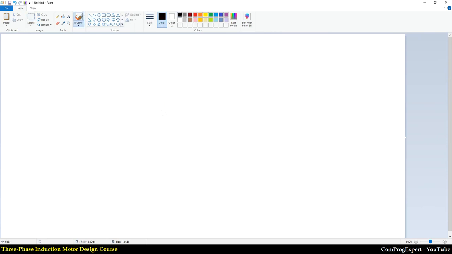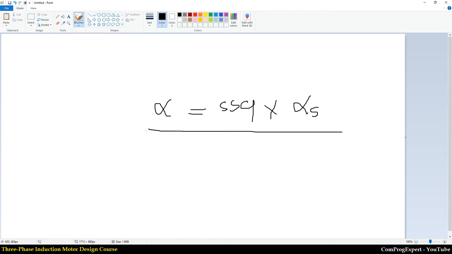Actually, you can write SQ angle equal to SSQ times the alpha s. This is SQ angle, this is stator slot pitch angle, and this is SSQ. So when we set SSQ equal to 1, SQ angle is equal to 1 stator slot pitch angle. If you set the value of SSQ equal to 0.5, it means the SQ angle is equal to half of the stator slot pitch angle.